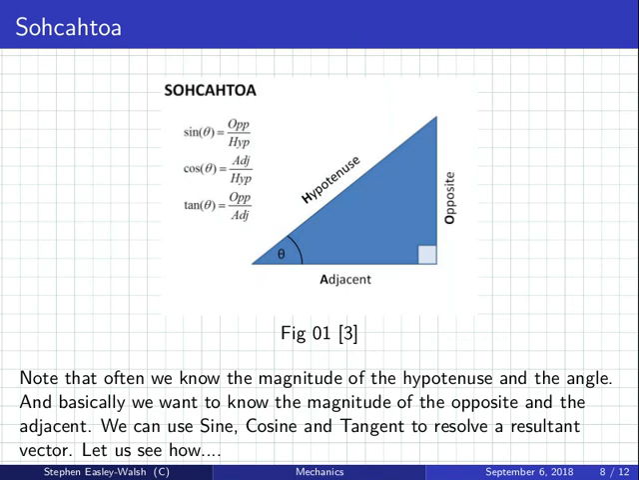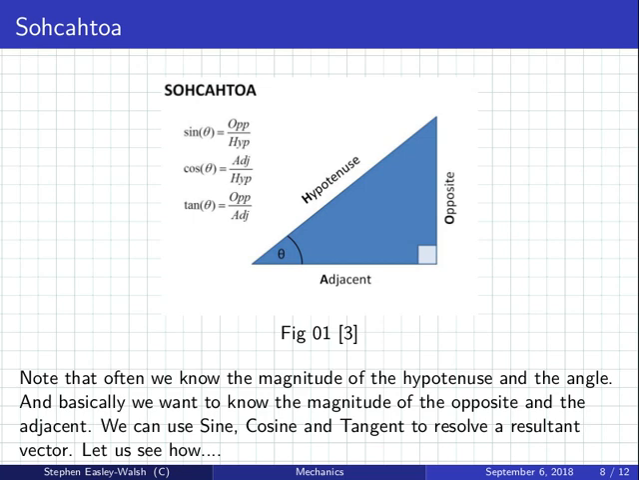So, usually in physics, we know two things. Usually they give us the hypotenuse and the angle. And they often ask for what is the adjacent, what is the opposite. And what's the verb to ask for this? Do you remember what the verb is?